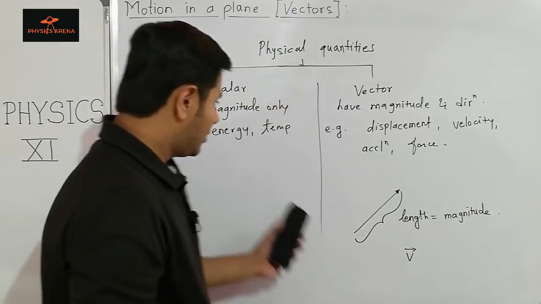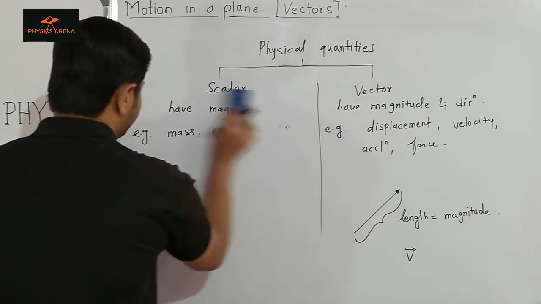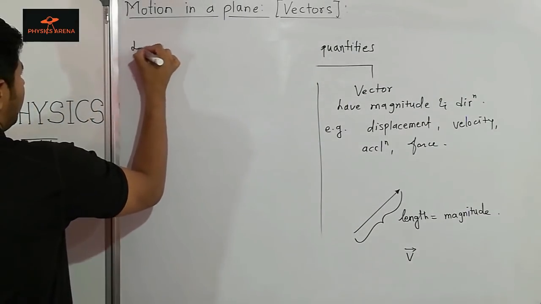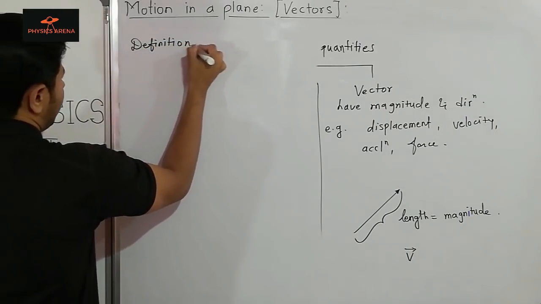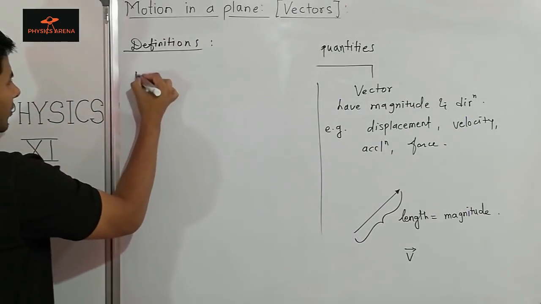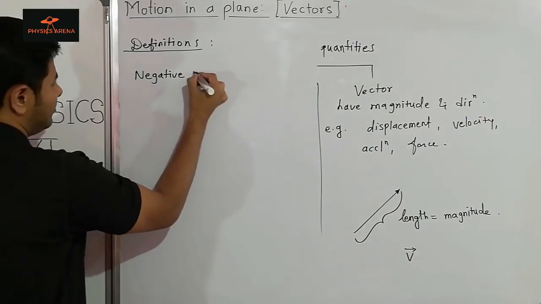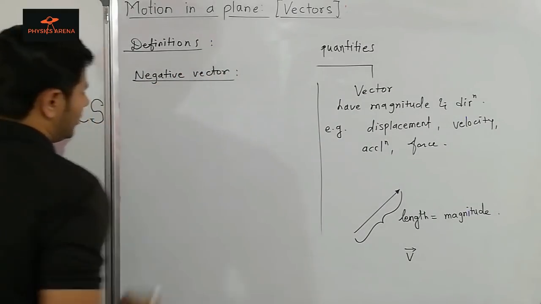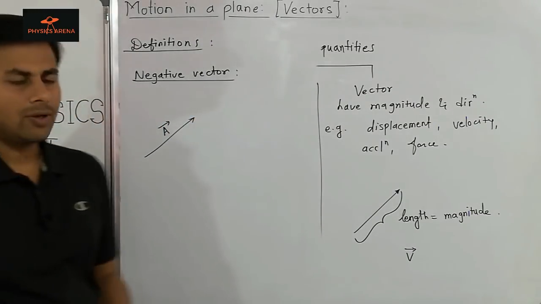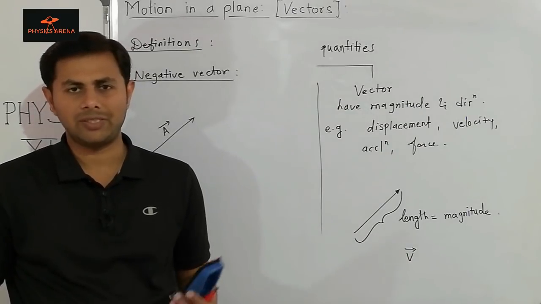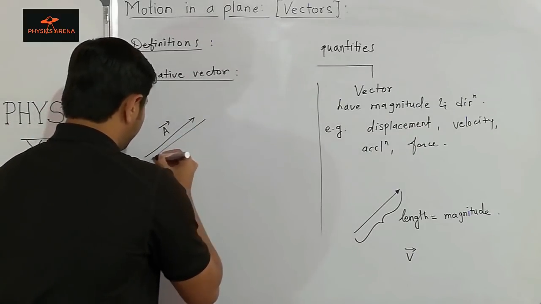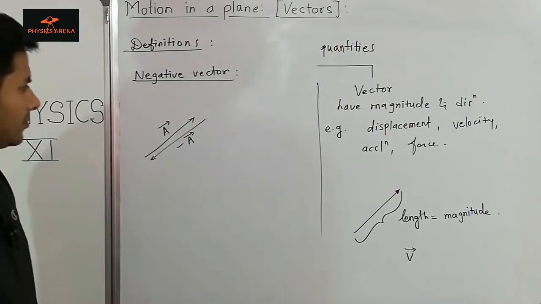Now let us see some definitions related to vectors. Suppose we are given some vector, what will be the negative vector? Suppose we have this vector called a bar. The negative of this vector will be a vector having the same magnitude and opposite direction. It's obvious. So this will be minus a bar.